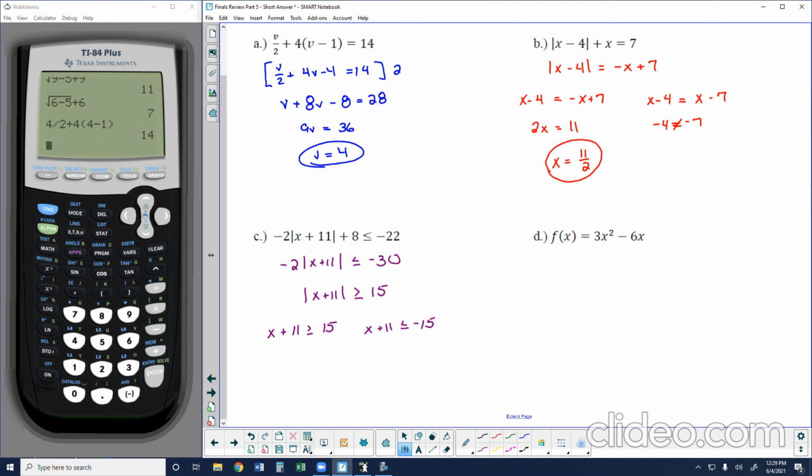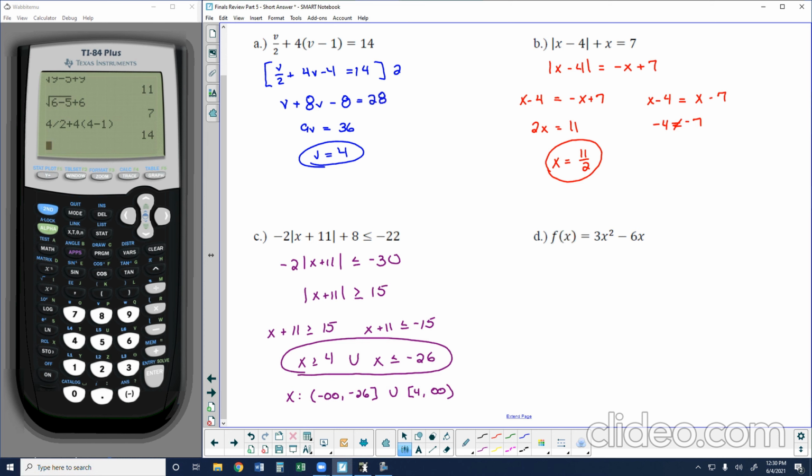So as I solve here, I'm going to subtract 11 to get x is greater than or equal to 4. And then I'm going to also subtract 11 on the other side to get x is less than or equal to -26. So this is an OR statement here. We could also write this in interval notation, so x would be from -infinity to -26 with a bracket, or from 4 with a bracket to infinity. These would mean the same things.